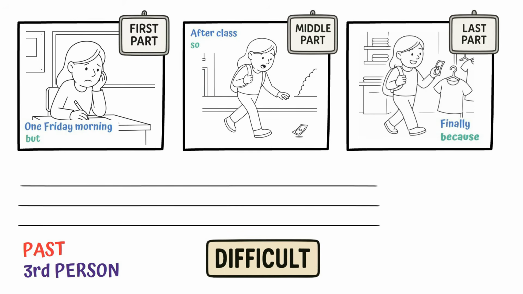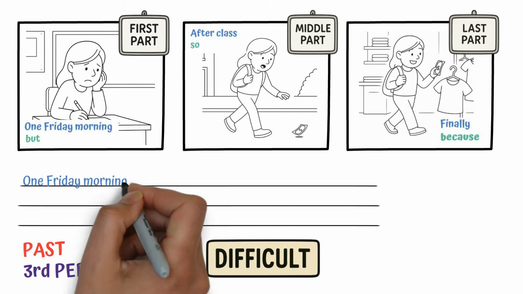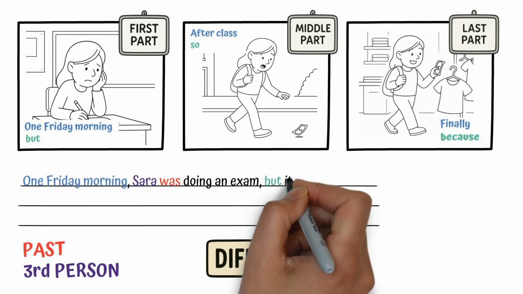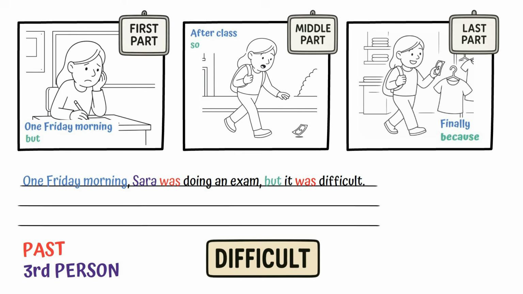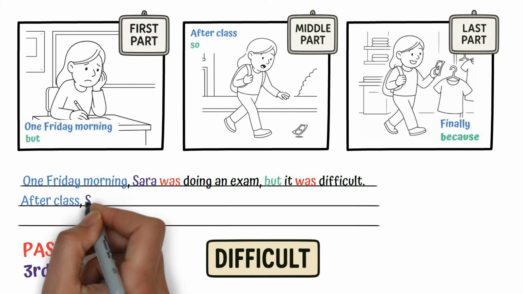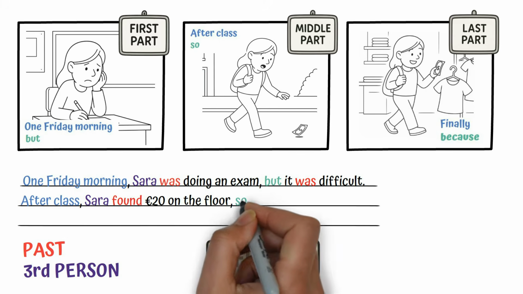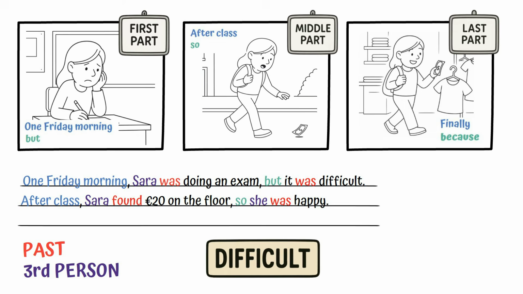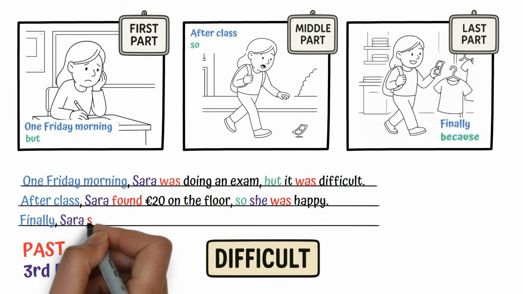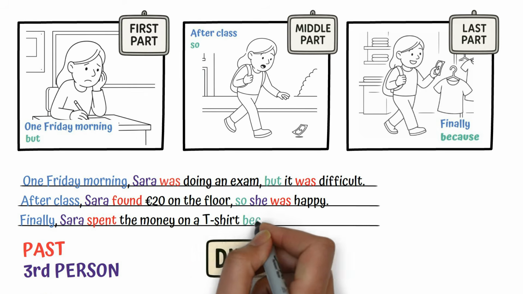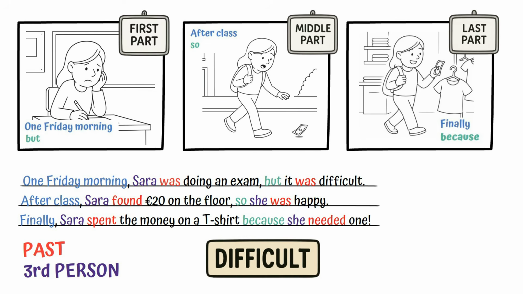Let's look at an example. One Friday morning, Sarah was doing an exam, but it was difficult. After class, Sarah found €20 on the floor, so she was happy. Finally, Sarah spent the money on a t-shirt because she needed one. Notice how the words in red are in the past tense.